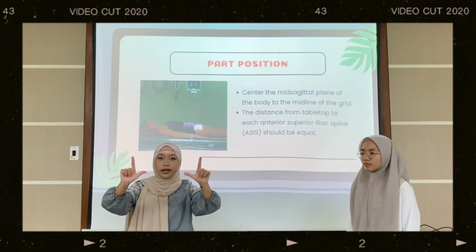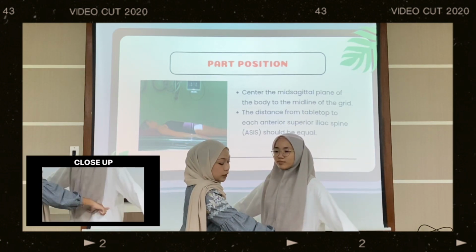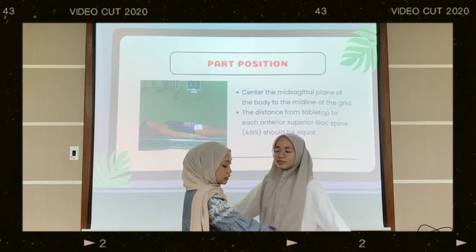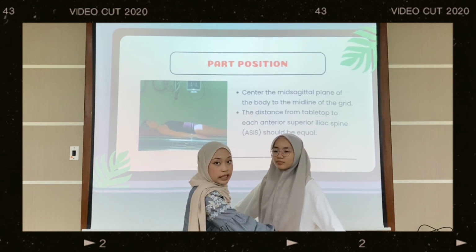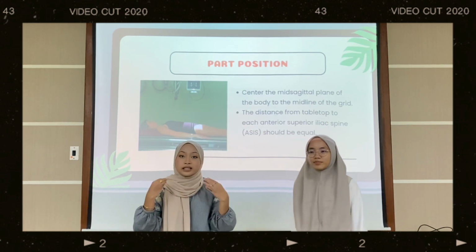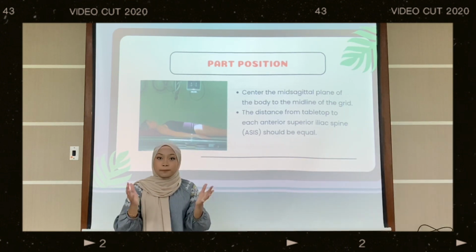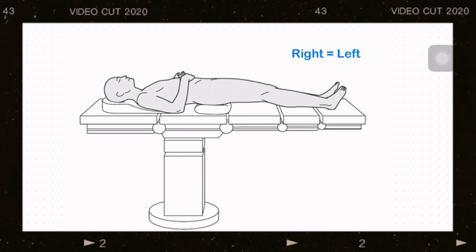You need to use both hands and place them at the antero-superior iliac spine. If the distance from the ASIS to the tabletop is equal, this shows that the patient is in a true AP position. So this is the antero-superior iliac spine, or in other words, ASIS. This is what I mean by the distance of the ASIS to the tabletop. If you want to make sure that the patient is in a true AP position, you need to make sure that the ASIS to tabletop distance of the right side and the left side of the patient's body is equal. But how? By using your hand, by palpating it.